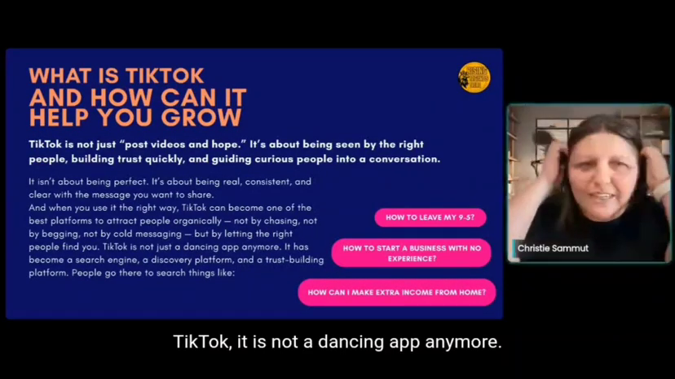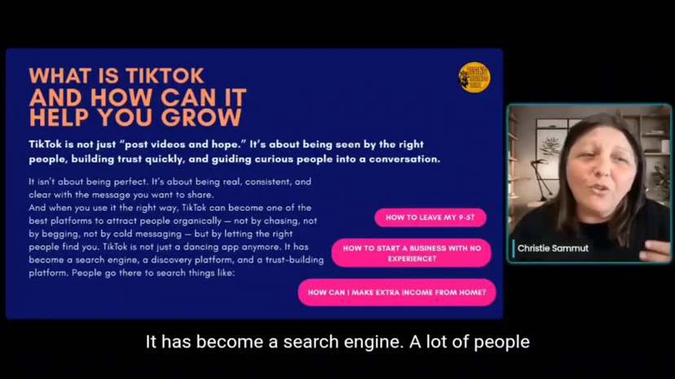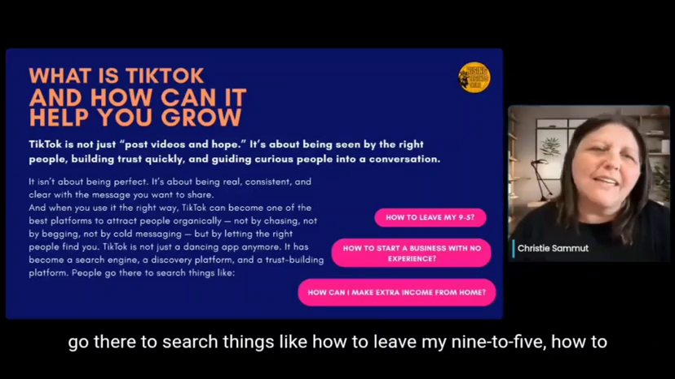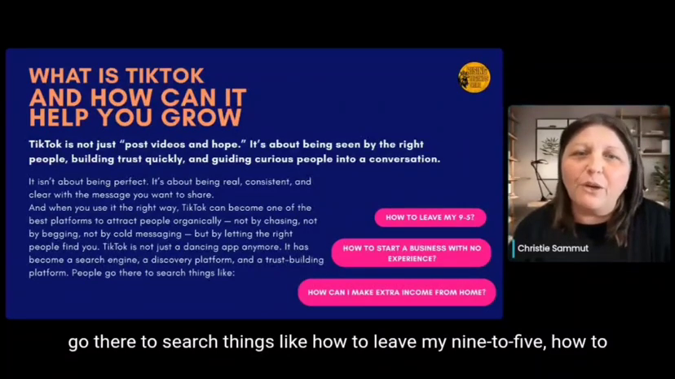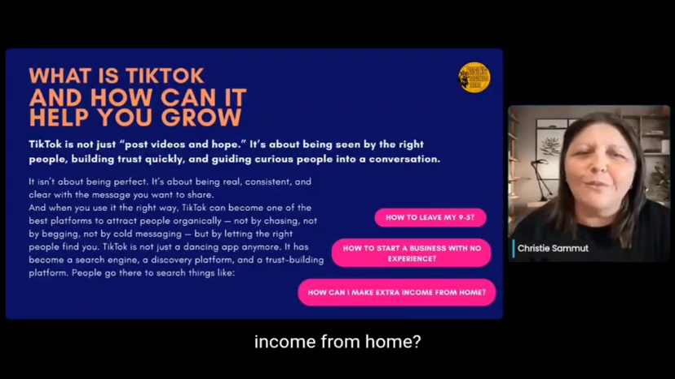TikTok is not a dancing app anymore. It has become a search engine. A lot of people go there to search things like how to leave my 9 to 5, how to start a business with no experience, how can I make extra income from home.